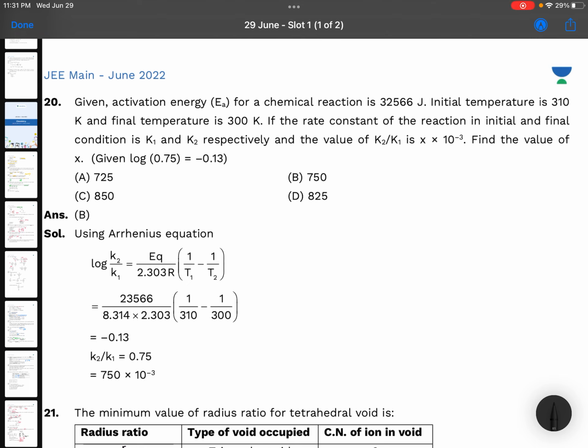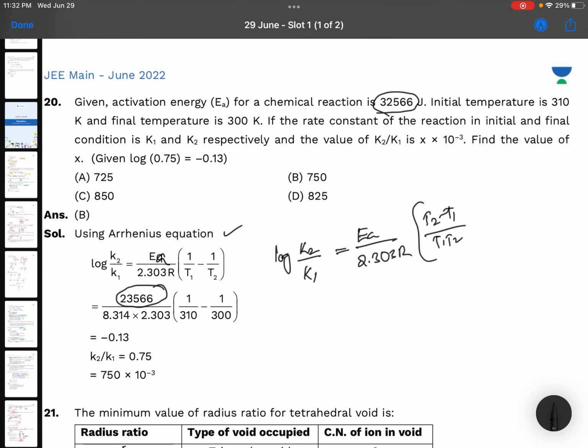Given activation energy for a chemical reaction is 32566. You see here we mentioned 23566, so don't worry about the values. Just see what type of question it is. Now the Arrhenius equation: log K2 by K1 is equal to Ea by 2.303 R into (T2 minus T1) by T1 T2. By applying this, you can directly get this question from chemical kinetics.